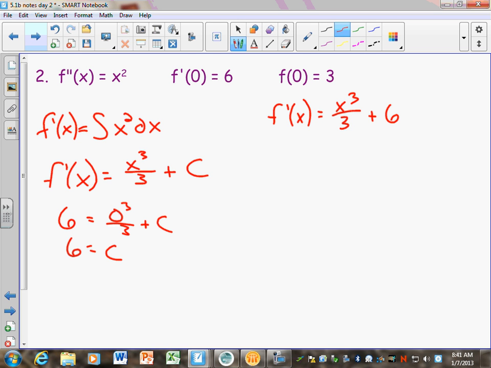Right, so I got the first derivative to be x cubed over 3 plus 6. And then what most of you were jumping to, forgetting the c part, is to find the original function, we are going to integrate a second time of x cubed over 3 plus 6.